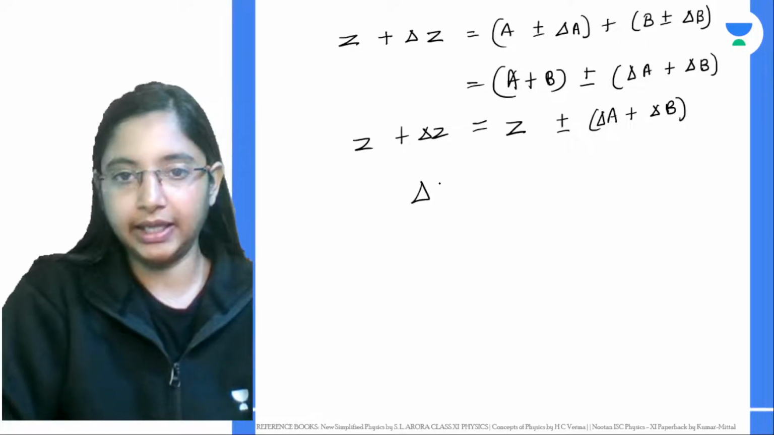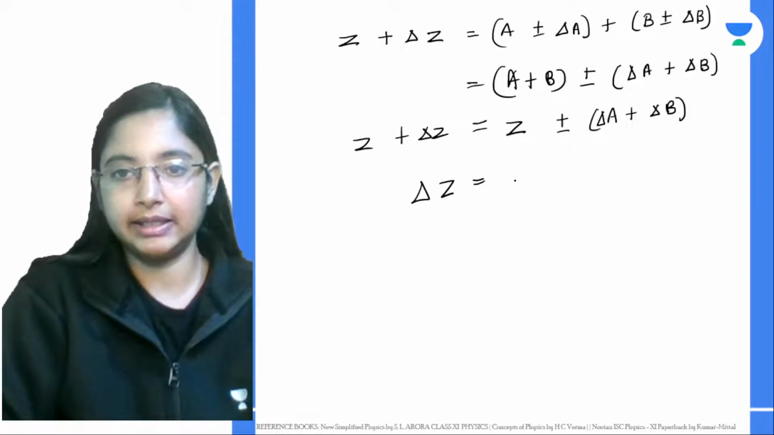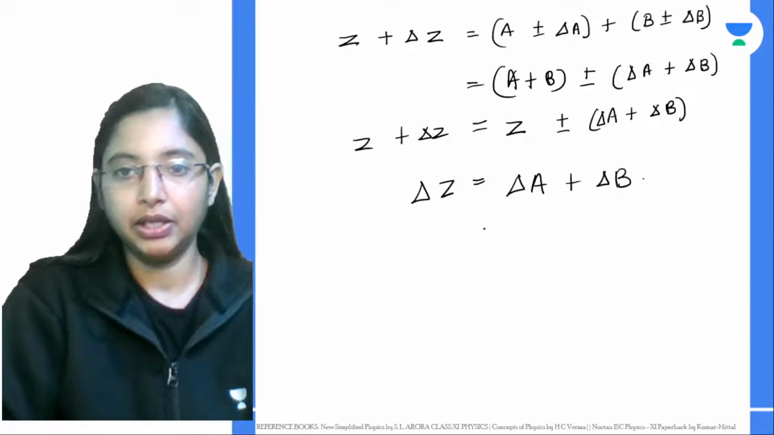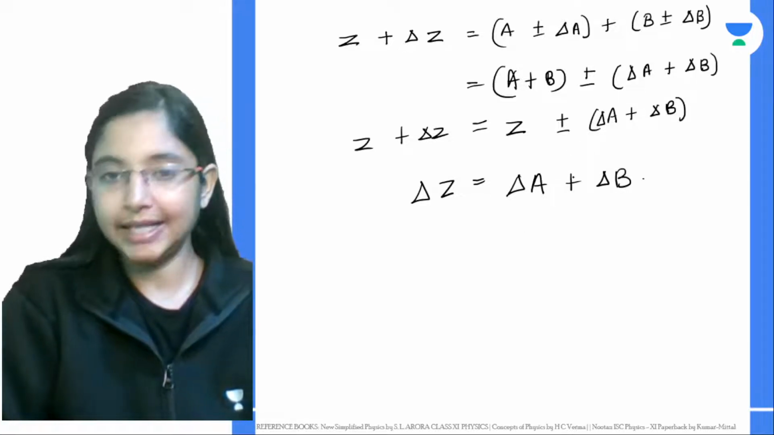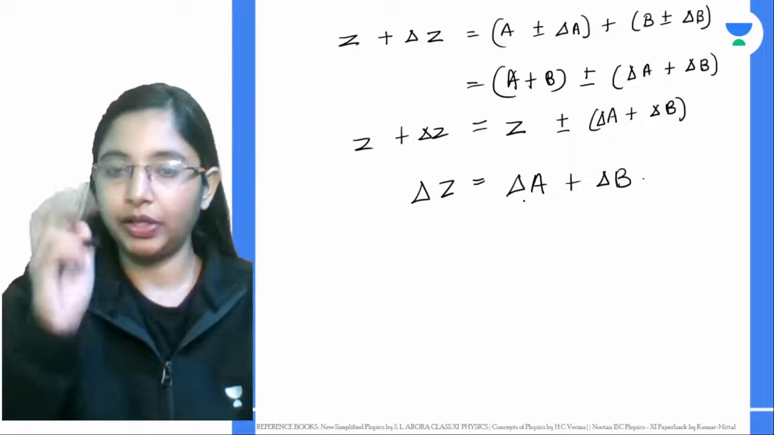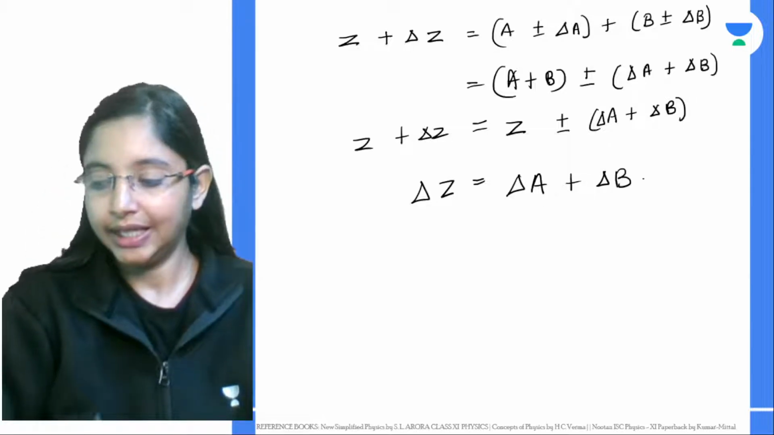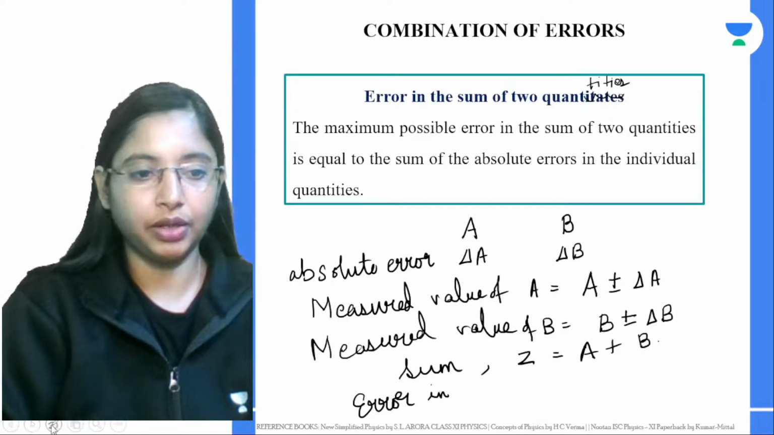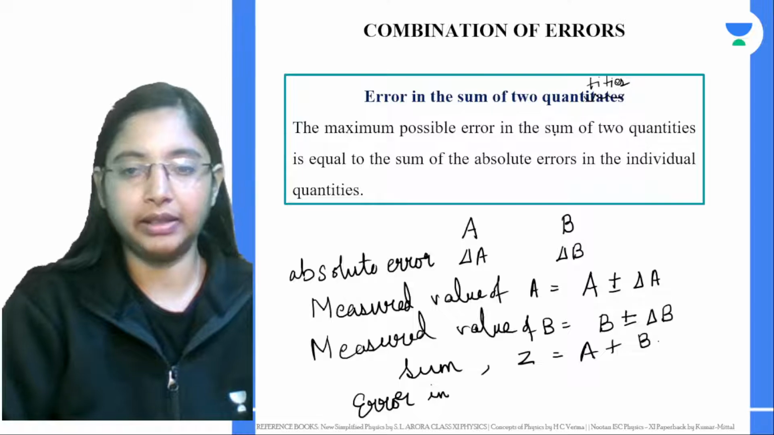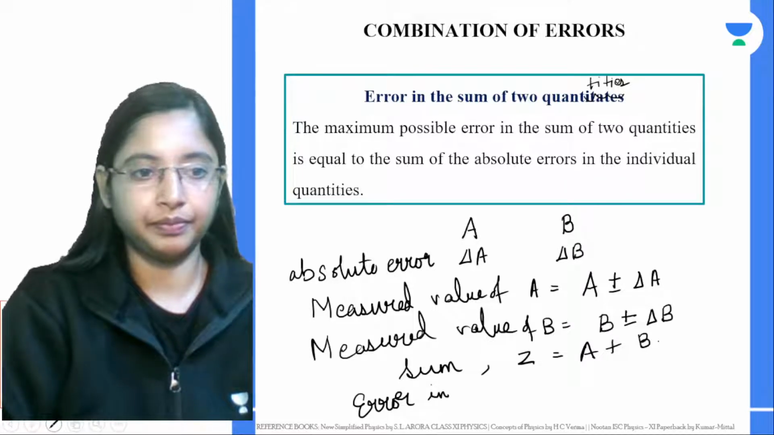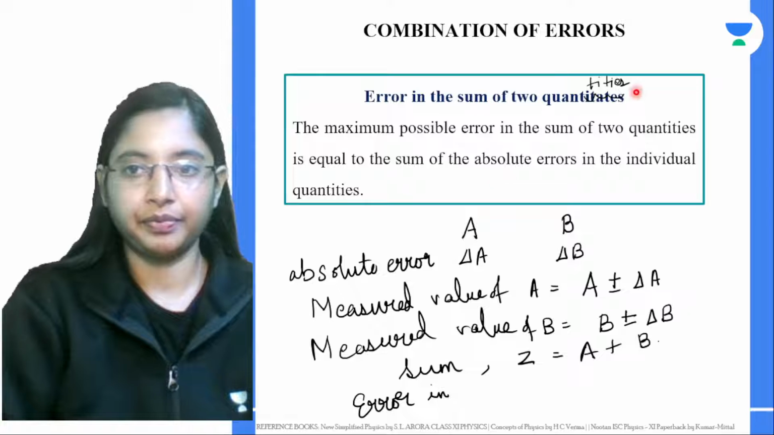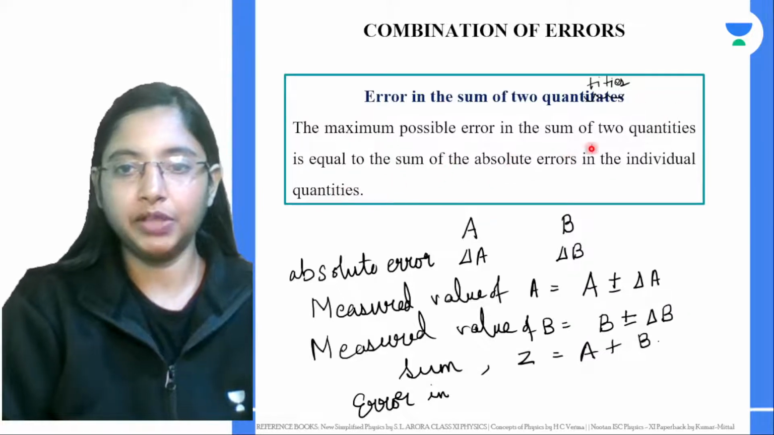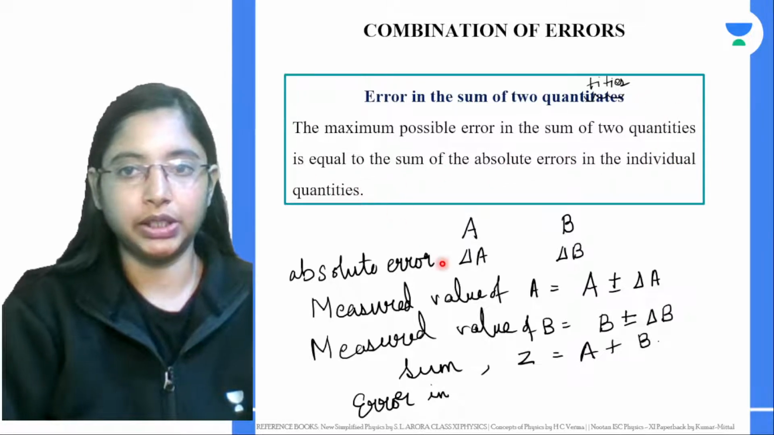From here I can say delta Z, if I bring the Z to the other side, Z gets cancelled. Delta Z will be delta A plus delta B. So from here I can say the maximum possible error when you're adding two quantities is the sum of the absolute errors of the individual quantities.